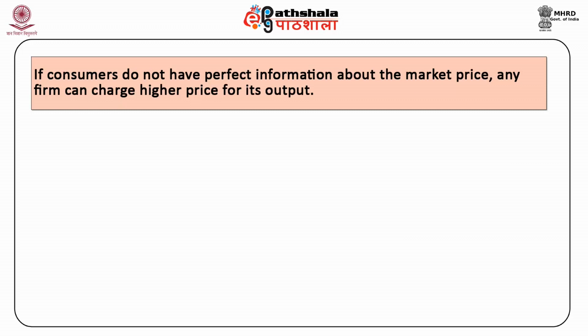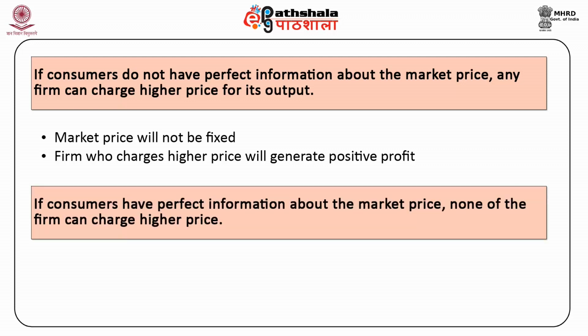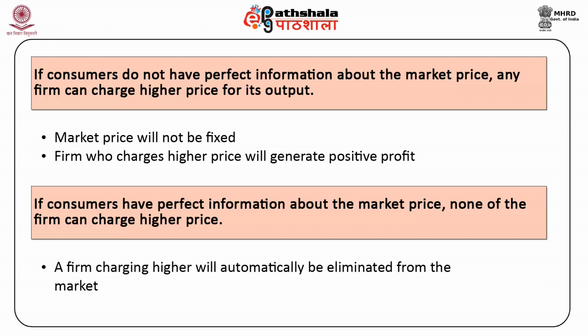If consumers do not have perfect information about the market price, any firm can charge a higher price than the market price for its output. In that case, the market price will not be fixed, and the firm which charges a higher price will generate positive profit. But if all the consumers have perfect information about the market price, none of the firms can charge a higher price. If the firm charges a higher price for the homogeneous good it produces, the firm will automatically be eliminated from the market.